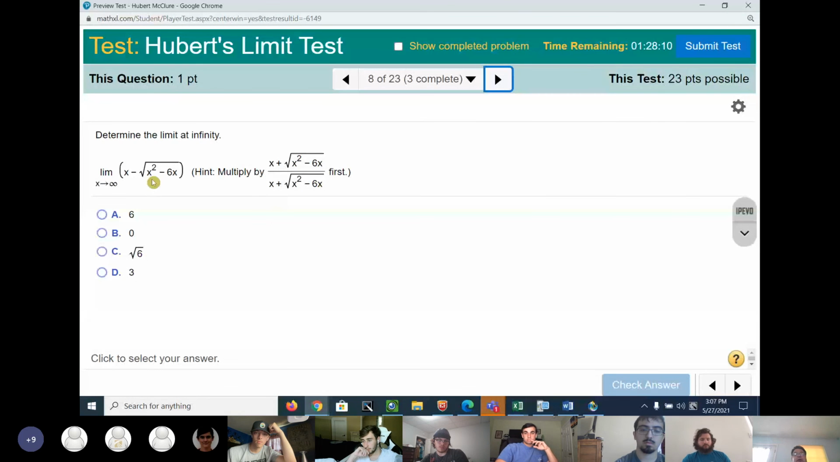This one you're going to multiply by the conjugate so you can get rid of it. It's over 1, so make sure you put a denominator of 1. And you're rationalizing the numerator.